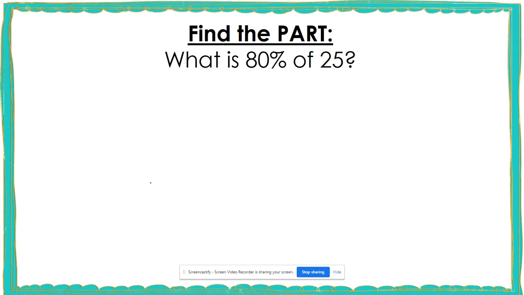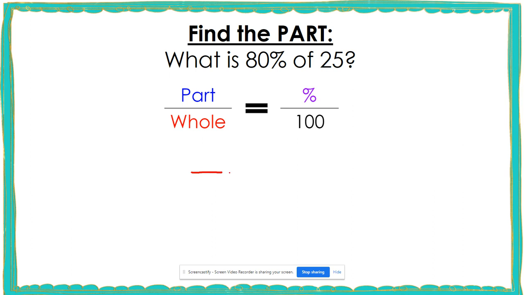In this problem, it asks, what is 80% of 25? If I look at my proportion, it says part over whole equals percent over 100. So the first thing I want to do is just set up my proportion so I can figure out what goes where. I know that the number over here is always going to be 100, so I'm going to go ahead and place that where it belongs.